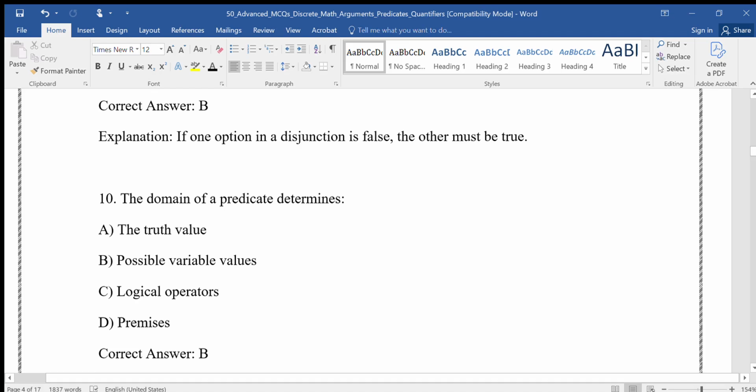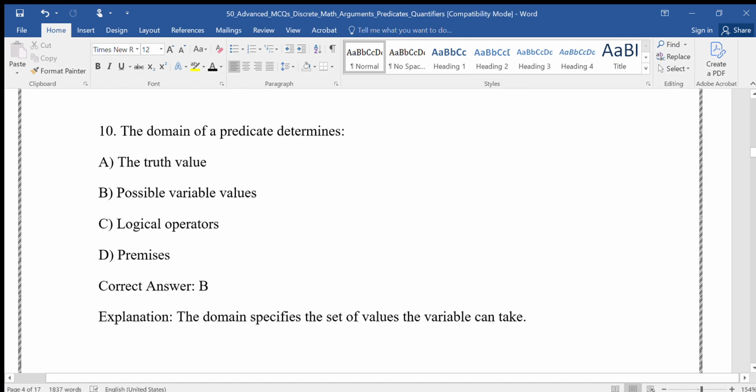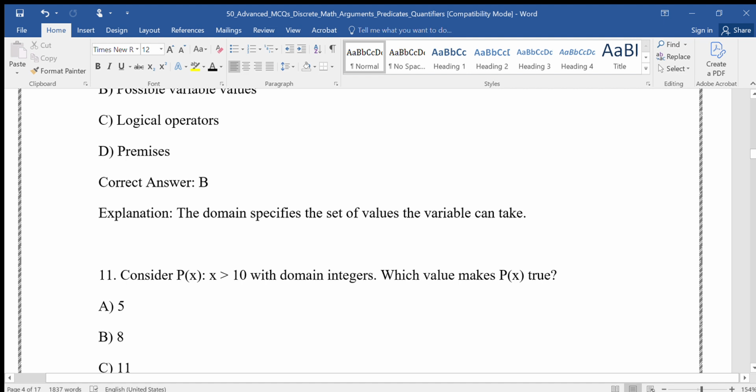MCQ 10. The domain of a predicate determines: truth value, possible variable values, logical operators, or premises. The correct option is possible variable values. The domain specifies the set of values the variable can take. In case of a predicate, we can substitute values for the variable, and it becomes a proposition when we substitute the value.